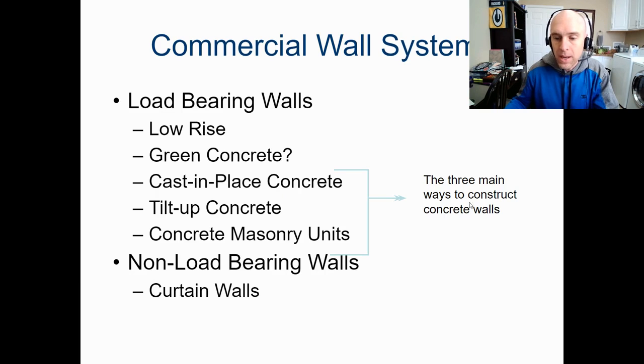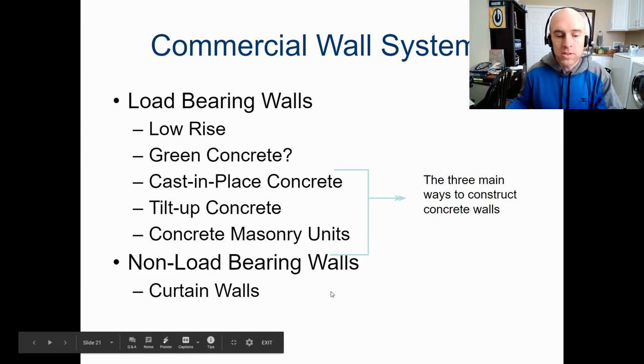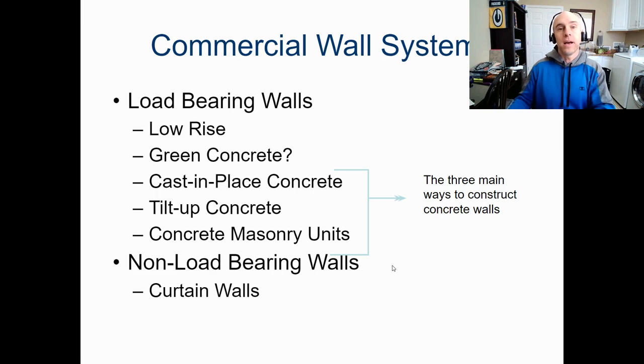But then the three main ways to construct them that we looked at were cast in place concrete walls, tilt-up concrete walls, and concrete masonry units, which are also called CMU. So make sure that you have information on each one of these. And then finally, the non-load bearing walls were the curtain walls, which are all non-load bearing again, and can be used to create a really cool facade of the exterior of a building. And that's all we got.